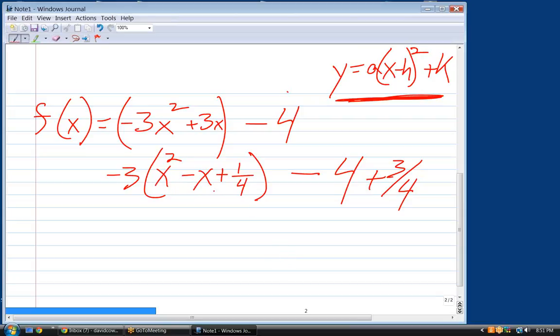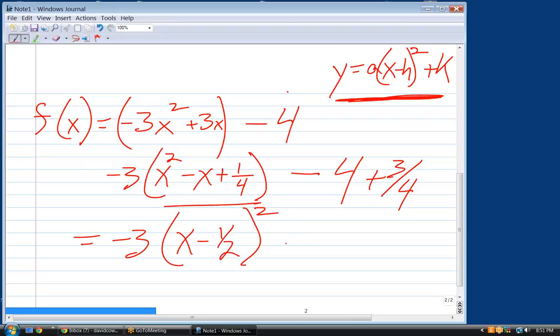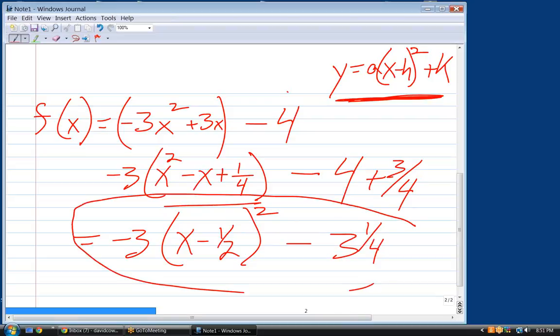Well, now, the reason you complete the square is so that I can write this as an x minus h squared. Notice what I now have. I now have minus 3, and the part that's in the parentheses I can now write as x minus 1/2 squared. Add those two numbers together, you get 3 1/4. Now I've got it in perfect vertex format.